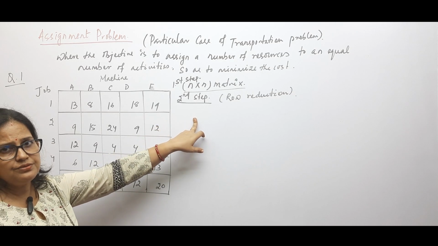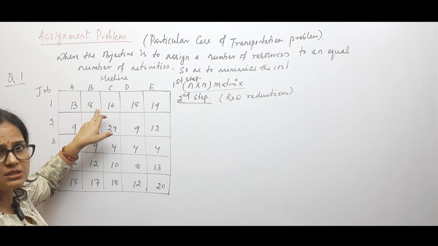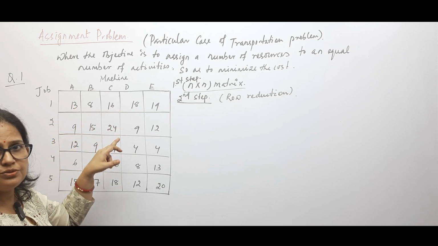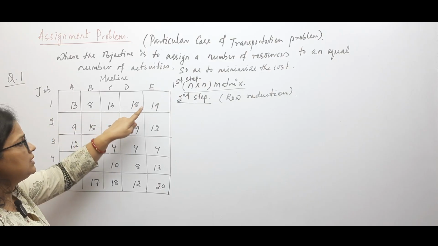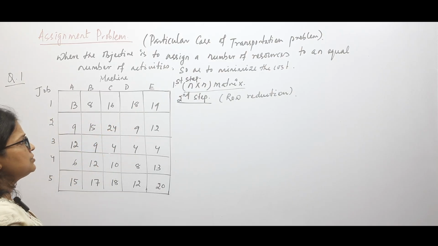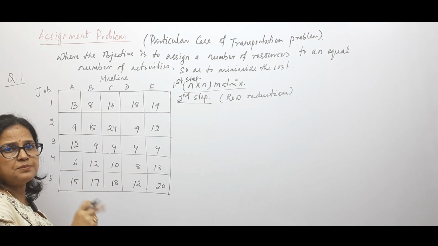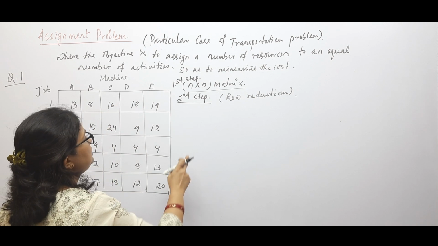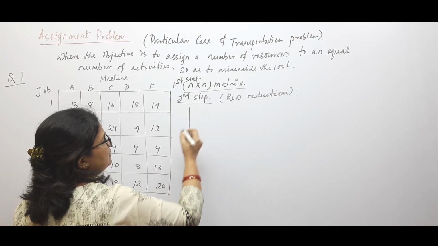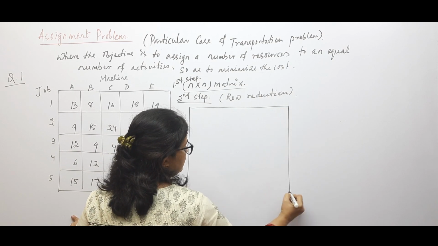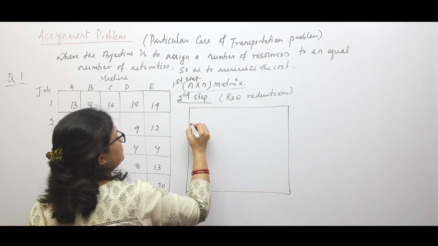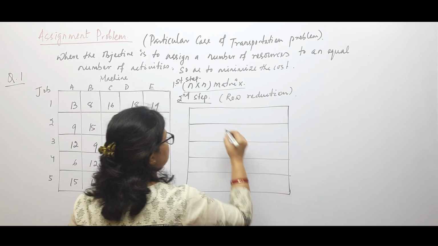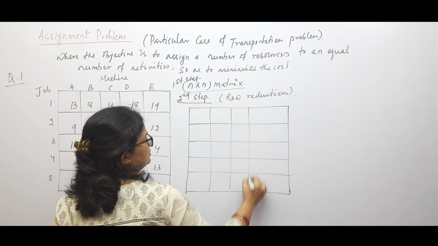So, in the case of row reduction, what will we do? We will choose the least cost, that is the smallest or minimum cost in each row, and subtract it from each cell. Means whatever number is in the row, we will subtract the least cost from each cell. So how are we going to do it? I am drawing the table once again for row reduction. Let's see how we are doing. 1, 2, 3, 4, 5. 1, 2, 3, 4, 5.